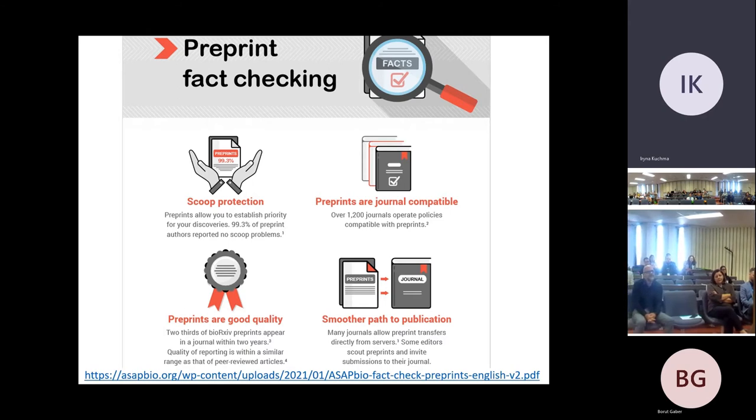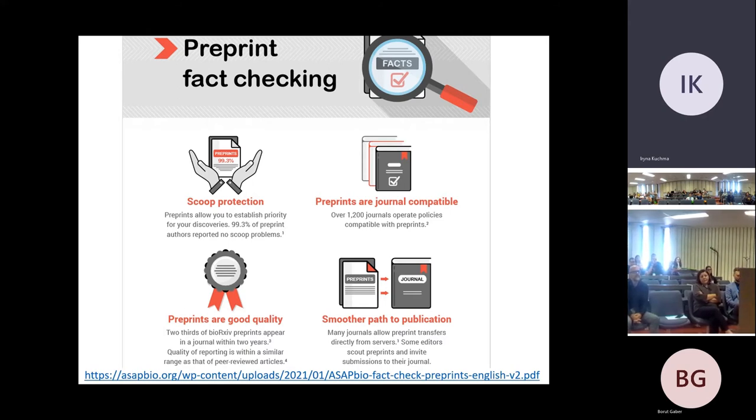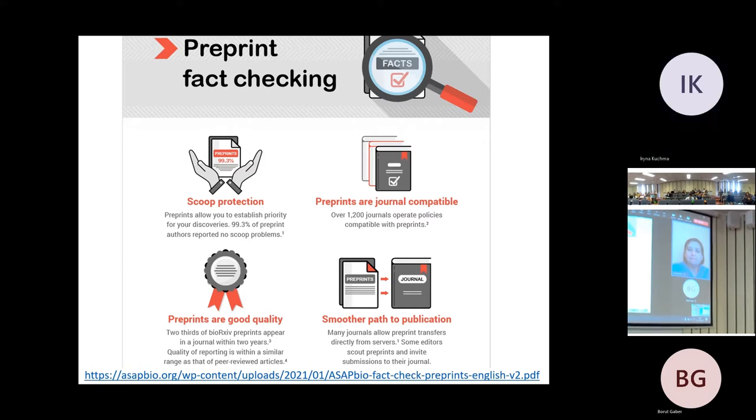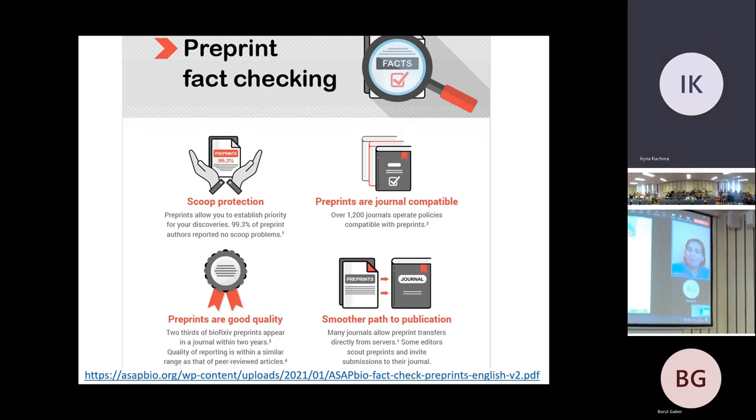preprints. And there was also an interesting study about preprints in biology, that two-thirds of preprints that appeared on bioRxiv were published as journal articles within 2 years. And those published articles were not really very different from the preprints that were deposited. So preprints were really very good, high quality.